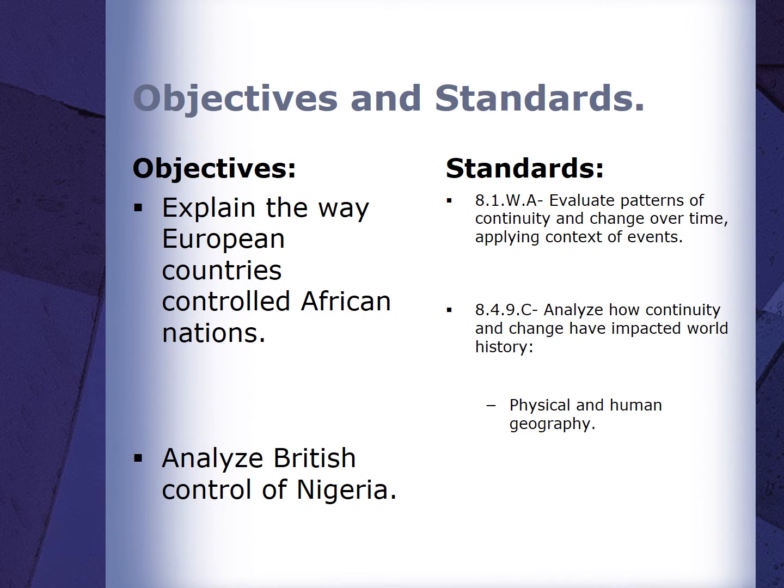We are going to talk about imperial control, so different methods and ways that European countries and other countries used to control some of the new territories they were gaining. So here are our objectives and standards: to explain the way European countries controlled African nations, and we're going to look at a specific case of how the British controlled Nigeria, and take a look at the standards too.